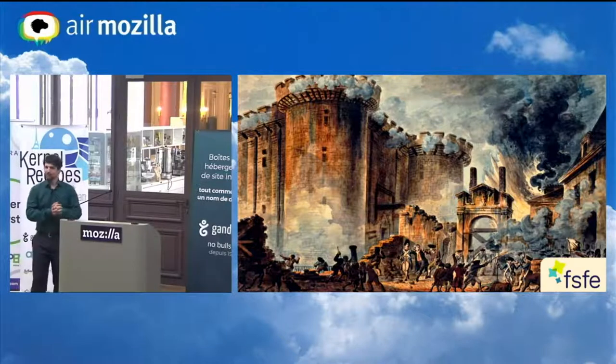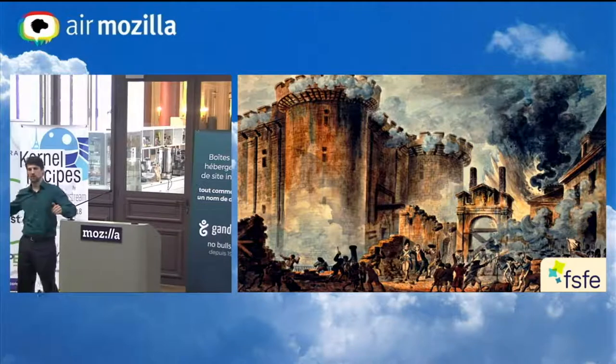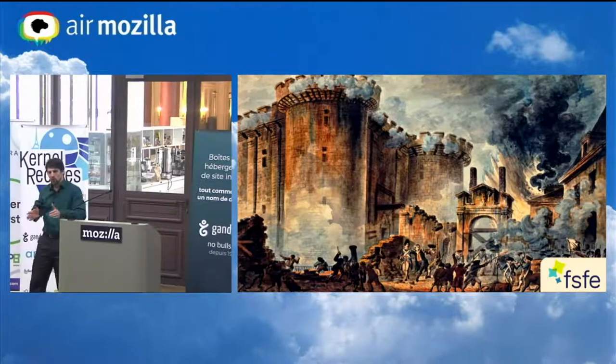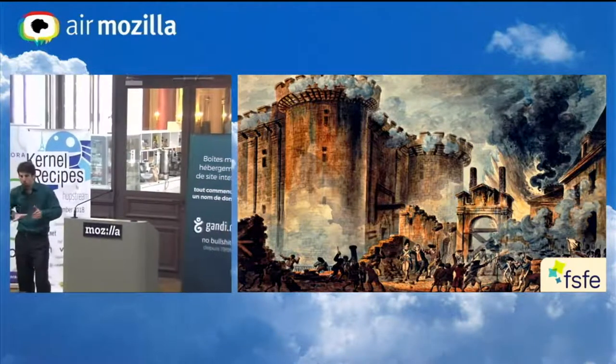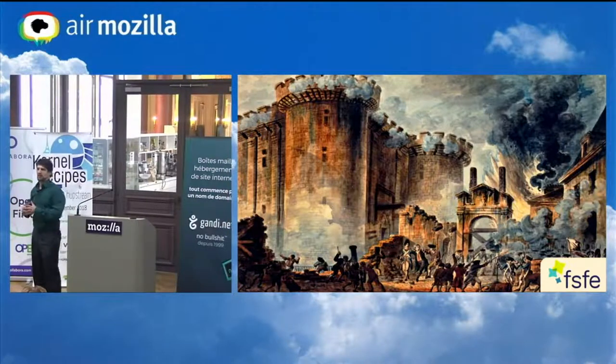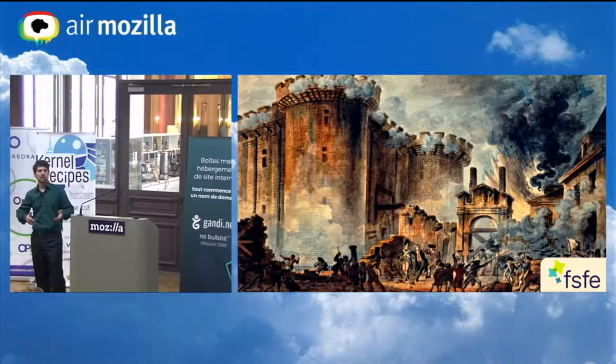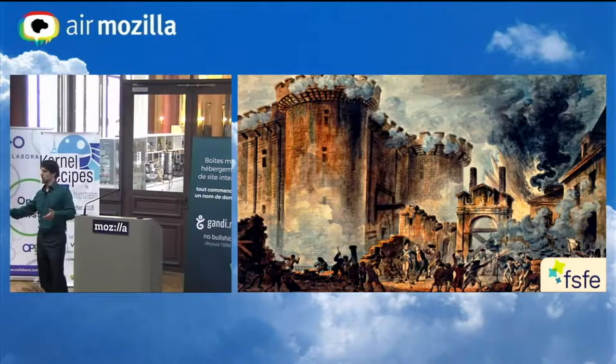here in Paris. So Paris looked a little bit different at that time. We had lots of small, narrow, winding alleys in Paris. So it was very easy at that time for the revolutionaries to block those alleys and prevent the military from moving from one place to the other.